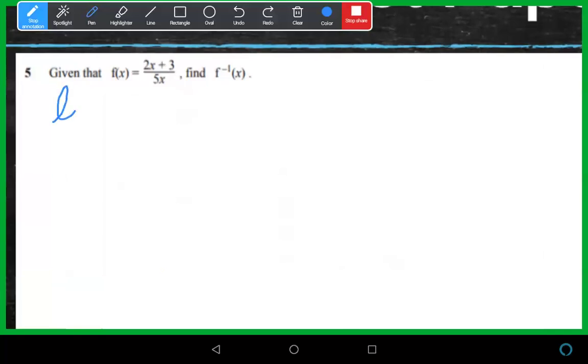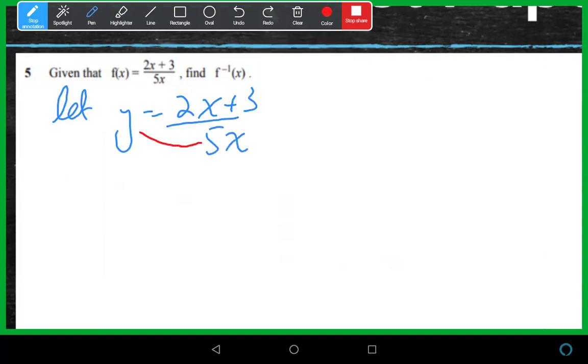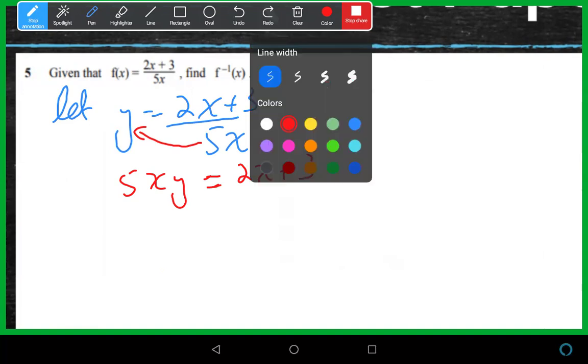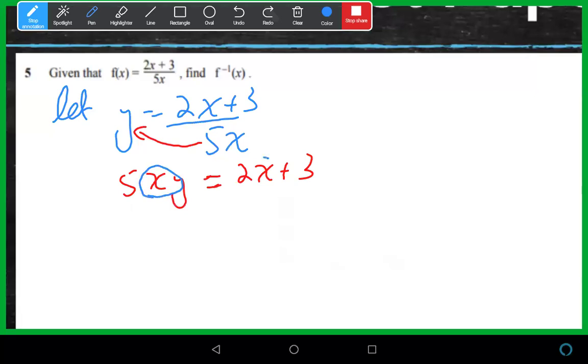So the first step is let y be equal to (2x plus 3) divided by (5x). The second step is we have to make x the subject. So I will move this across, it will become 5xy equals 2x plus 3. Now you can see in the previous question we made x the subject, and in this question we also make x the subject. But you can see we have an x on both sides. In the previous question, we haven't experienced this type of situation. So what we have to do is move this towards the left side. It will become 5xy minus 2x is equal to 3.